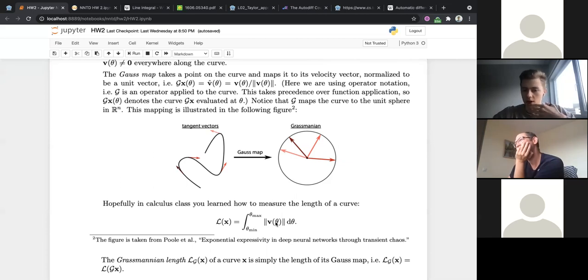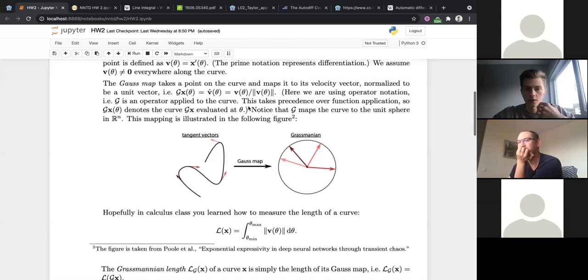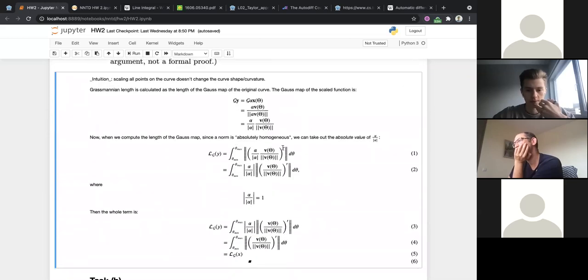Yes, the way people usually define the length of the curve is also through the norm of the derivatives, not just the norm of the values. So in this case, the vectors themselves. Yeah, so you can think of it this way, that we first take the derivatives to get the Grassmannian, and then when we compute the length of the Grassmannian, we again have to take the derivatives. So this makes us take it twice.